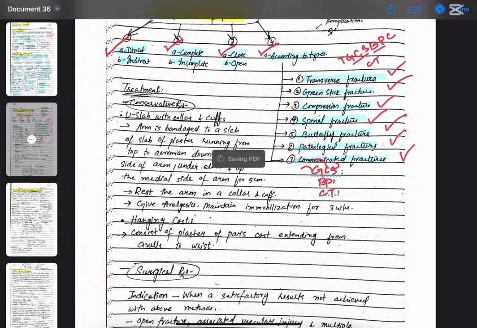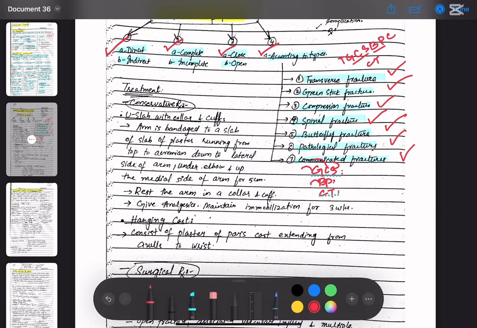Then we are having butterfly fracture, and then we are having pathological fracture. Then we are having communicated fracture, and then we are having transverse fracture. Okay, so G for GCS, green stick fracture.